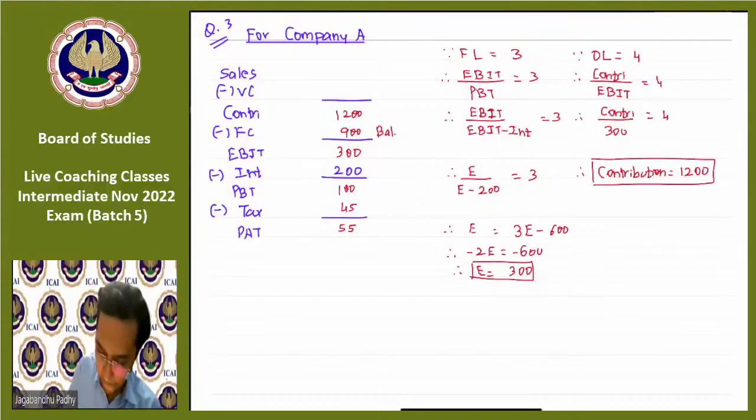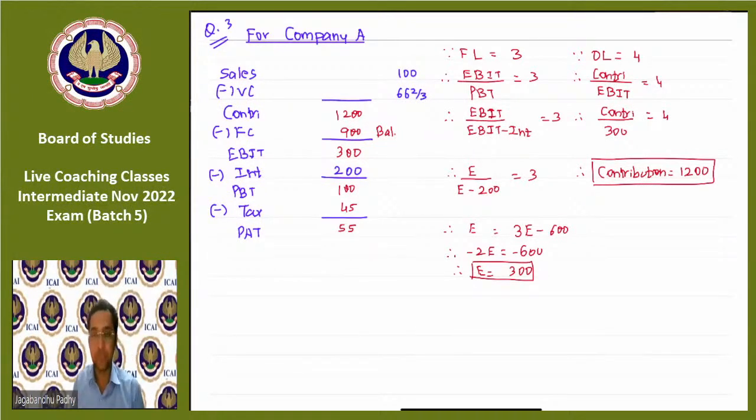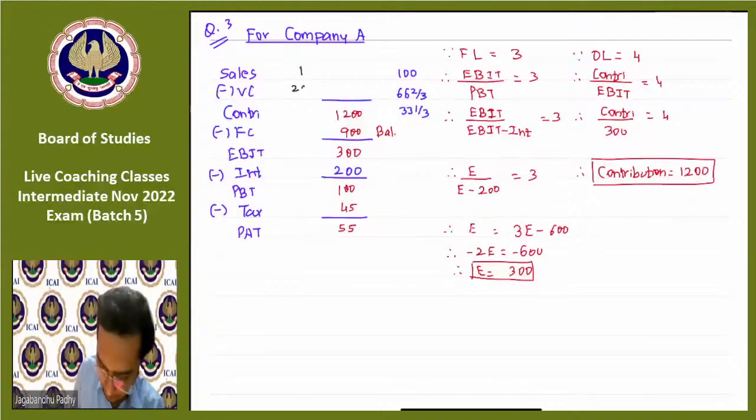So we can say if sales is 100, variable cost is 66 2/3, and contribution will work out to be 33 1/3. Or to talk in other sense, we can also state this as this is 1, this is 2/3, and contribution is 1/3.